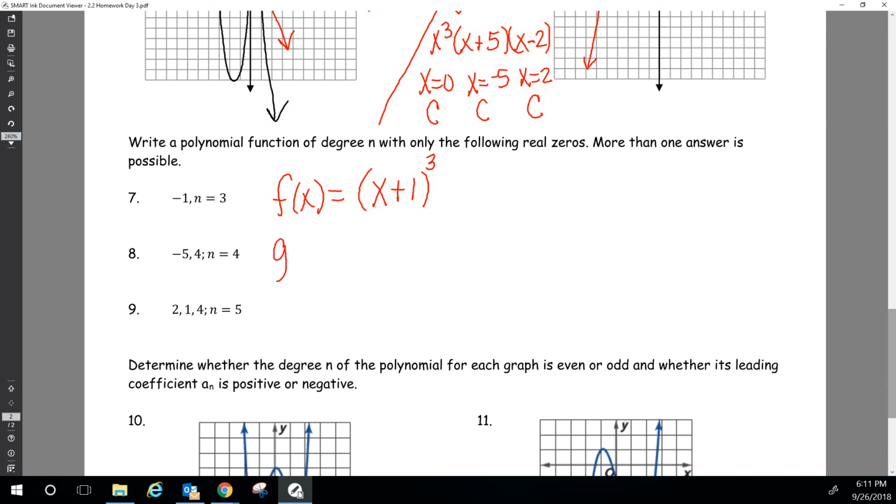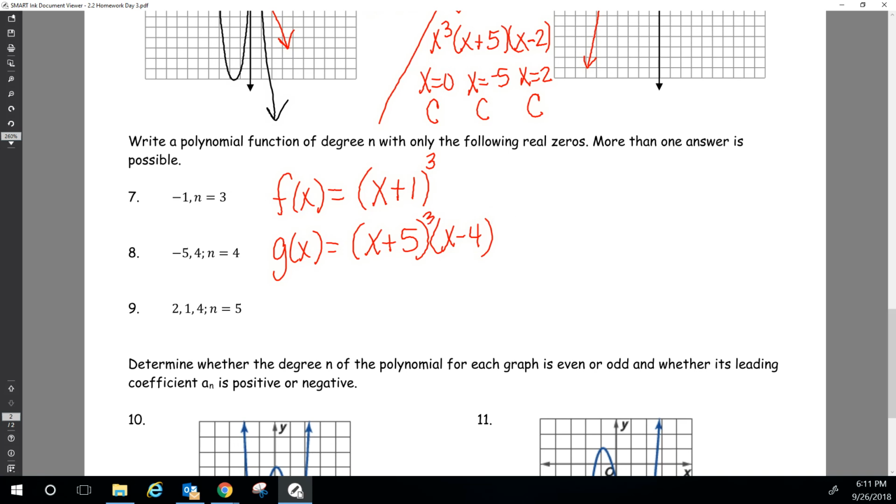For 8, let's call this one g of x. I've got 2 zeros, which means my 2 factors are x plus 5, x minus 4. It needs to be degree 4, so all total I need to have 4 x's. You could say that it's 2 and 2, or you could choose to be 3 on this one, 1 on this one, or you could choose to have 1 multiplicity here, 3 multiplicity here. It doesn't matter. All 3 of those would be correct, acceptable answers, whichever one you want.